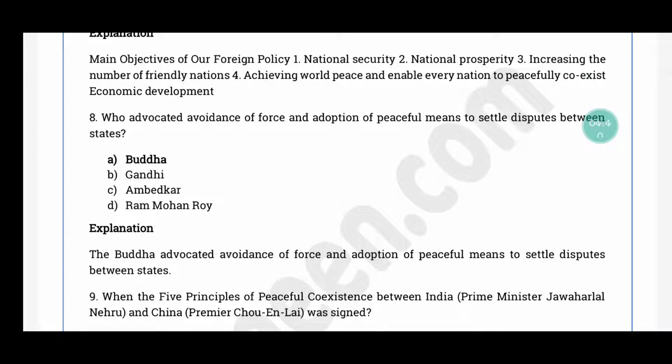Question number 8. Who advocated avoidance of force and adoption of peaceful means to settle disputes between states? The correct answer is option A, Buddha.